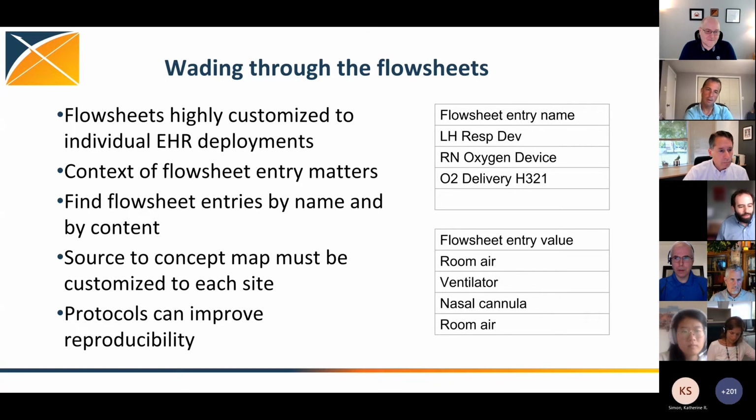And so what we found is first, we need to find the flow sheet entries that contain the data of interest. If we looked at just the names of the flow sheets, examples would be there on the right. They're not real ones, but you'll see that they vary so much between institutions, which is difficult. But if we have some idea of what values it may contain, that may allow us to find them more easily. So then you end up with a source to concept map that must be customized at each site, but with protocols, it can be made reproducible. So this is the journey that we've taken.